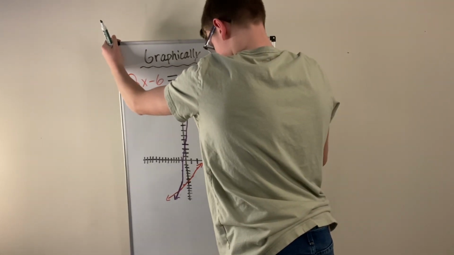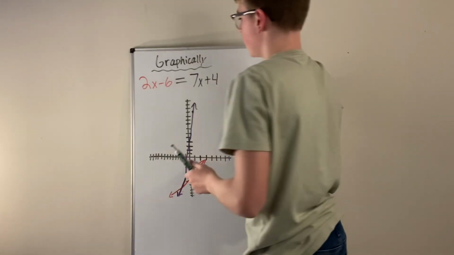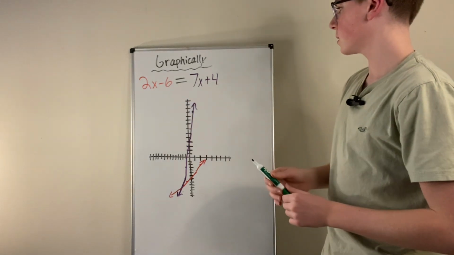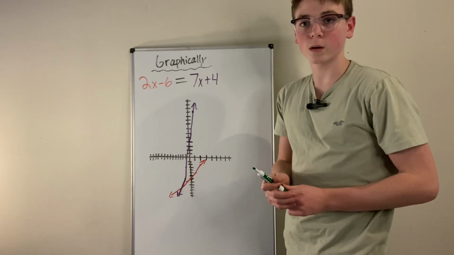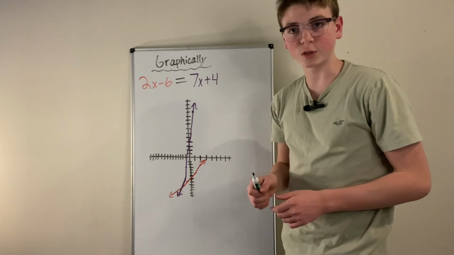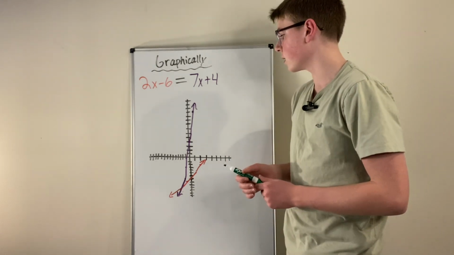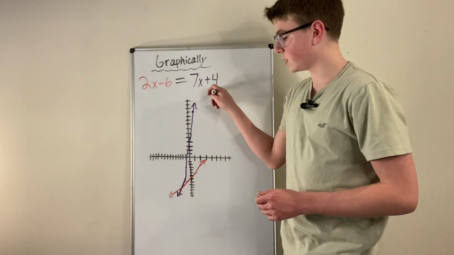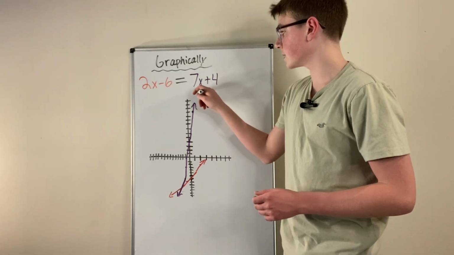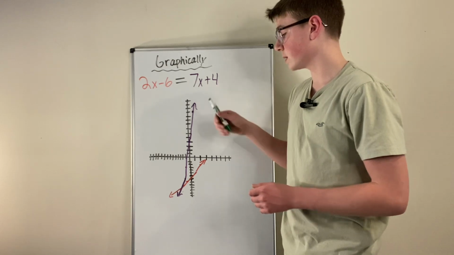We're doing the same two equations. Here in red is 2x minus 6, and in purple is 7x plus 4. So the graph's a little janky, but I think you get the idea. You plot some points. So here I know the y-intercept is 4. So when x equals 0, y is 4.